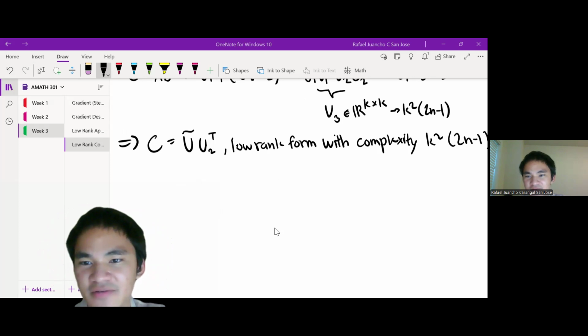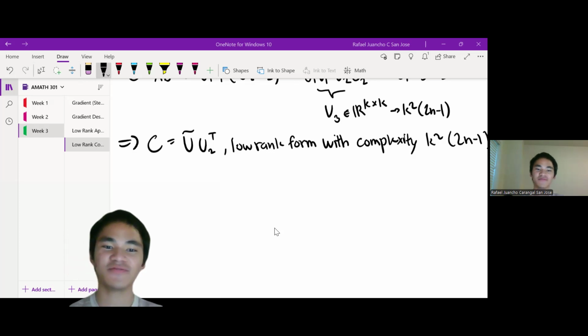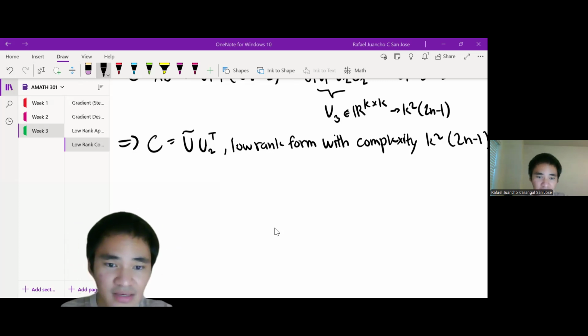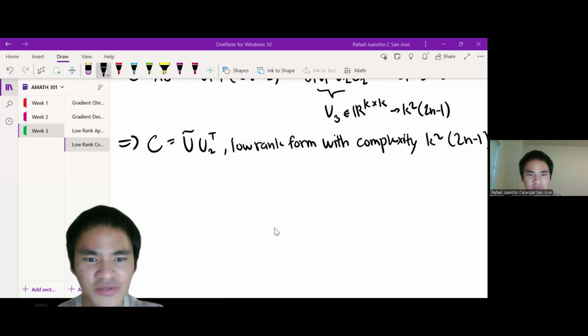Yeah, because I can't find a way to simplify these. There's just too many variables. I'm just analyzing their complexity using a low rank form. That's really all we're doing here. We're just analyzing their computational complexities after we've done their low ranks. Okay, we can also do additions, right? It's also one thing we can do.